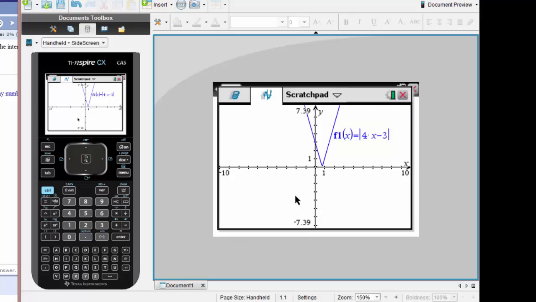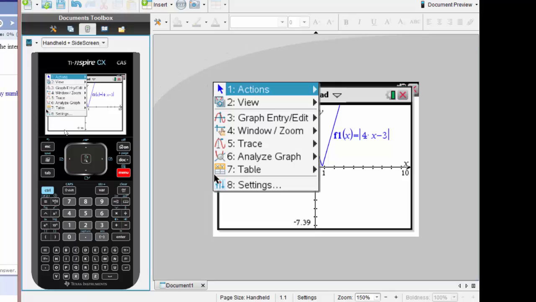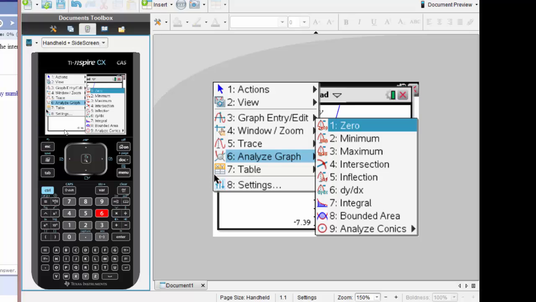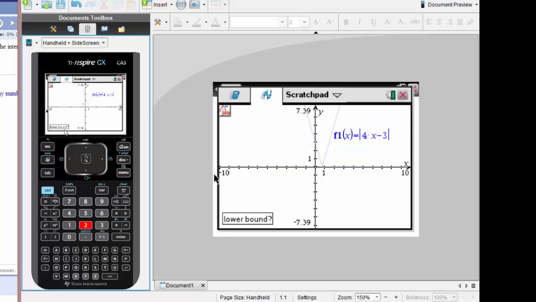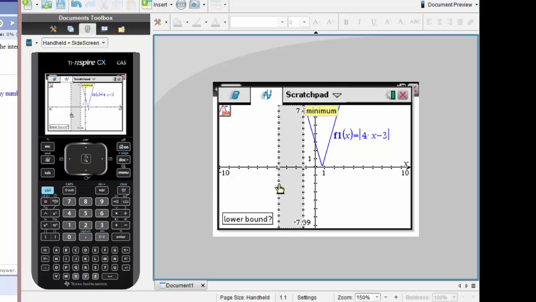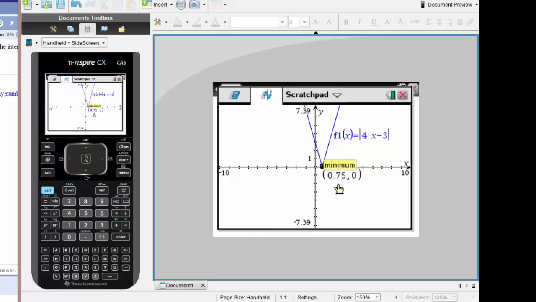So if you remember, we go to the menu. This is all on the handout, you recall. We want to analyze the graph. We want to find out the minimum, so that's option 2. Remember, it asks you for a lower bound, so you just make sure you are to the left. Okay, there we are to the left, and now for an upper bound, just something to the right here. And there it says the minimum is at 0.750. And 0.75 is 3/4, so as we thought.